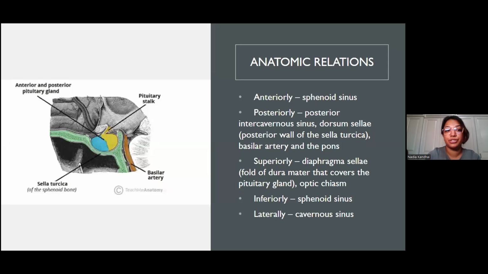The anatomic relations of the pituitary gland: anteriorly and inferiorly there's the sphenoid sinus, posteriorly the posterior intercavernous sinus, as well as the dorsum sellae, the basilar artery and the pons. Superiorly we have the diaphragm sellae and the optic chiasm, whereas laterally present is the cavernous sinus.